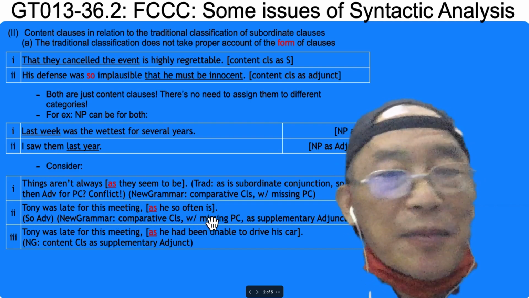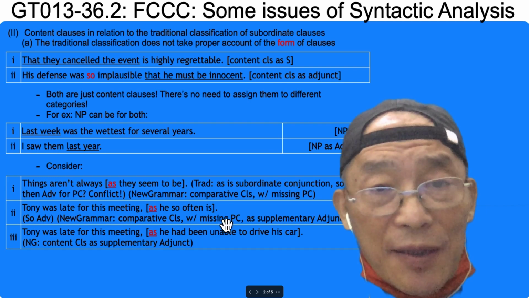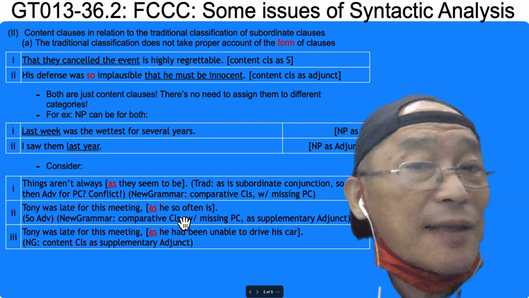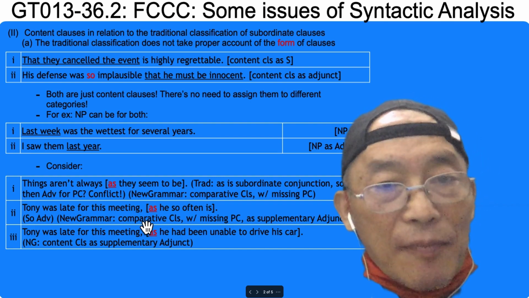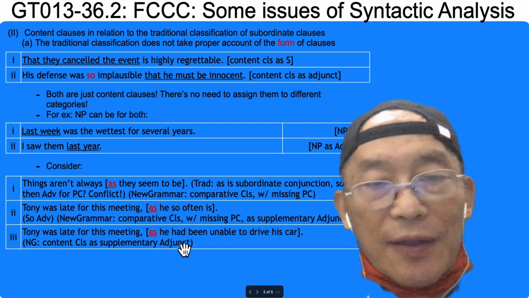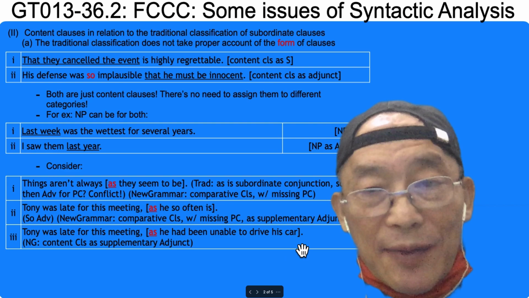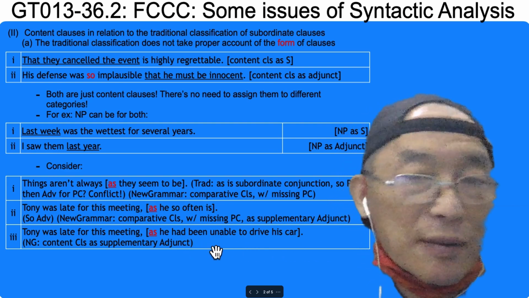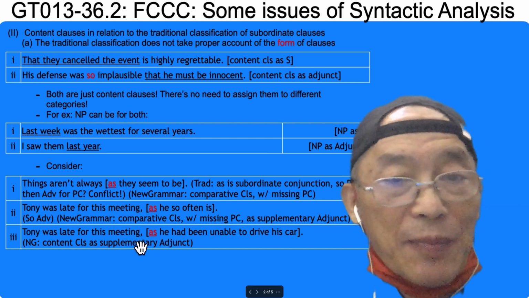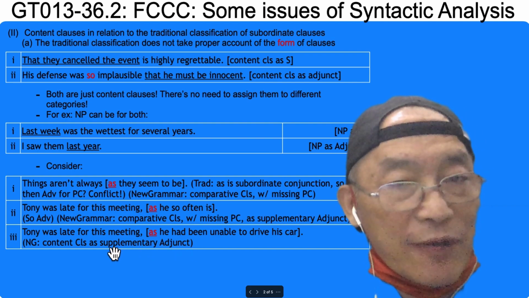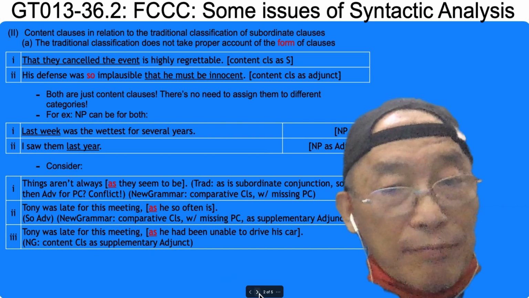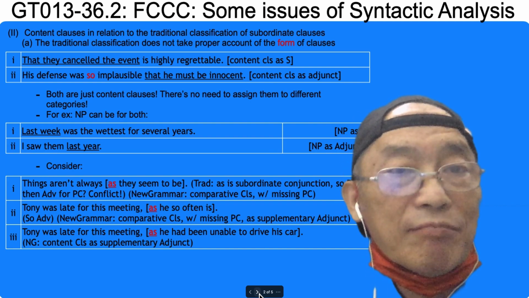And this is a comparative clause because again, something is missing, a PC is missing, so it's a comparative clause and it's acting as an adjunct. But traditional adverb clause. And again, traditionally, this is a complete clause, nothing is missing, so it's a common clause acting as an adjunct or supplementary adjunct or external adjunct modifying this main clause. But the traditional way is no good.